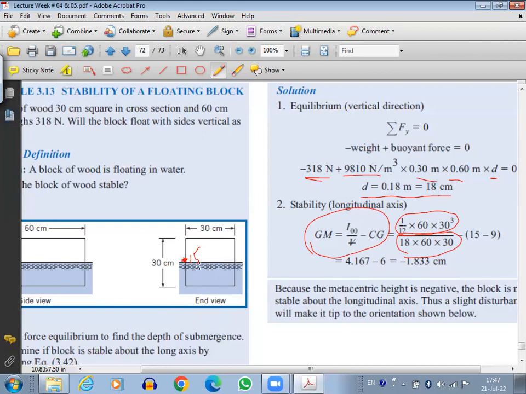Now out of 30 centimeter, 18 centimeter is dipped here. So center of 18 will be 9. So it will be 15 minus 9. So just substitute the values, you're going to get Gm. Gm value will be negative, shows that it is unstable. A slight disturbance is going to make it flip under this condition.